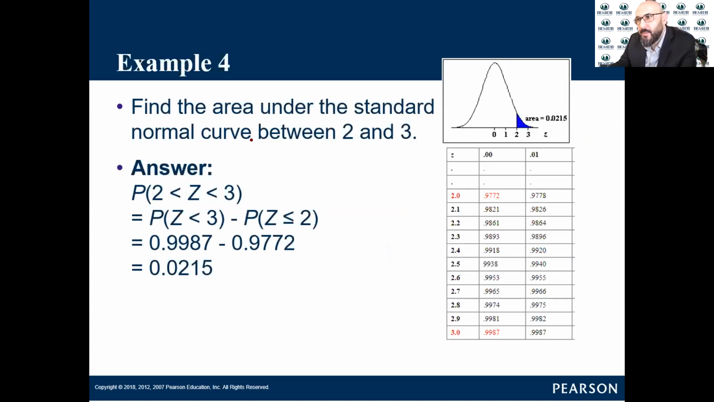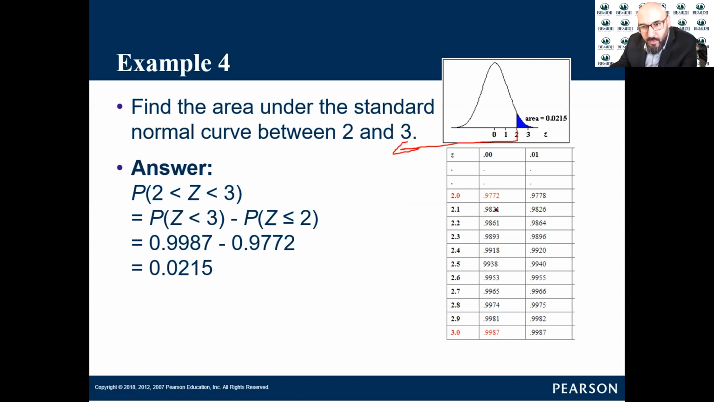All right, another example, just to make sure that you understand it correctly. Find the area under the standard normal curve between 2 and 3. So again, we create the normal curve and sketch it: 0, 1, 2, 3. We're trying to find the area between 2 and 3. The first thing you want to do is go to the Z-score table and find the area under the 2.